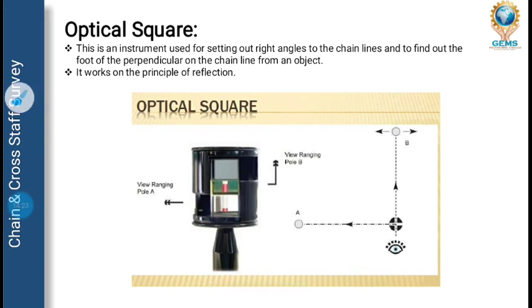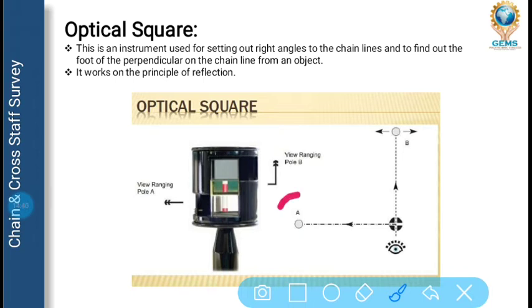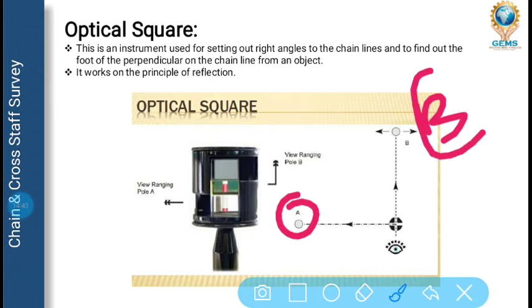Next is the optical square. So what is an optical square? Let me help you with this diagram. First of all, we'll see the diagram, then we will move into the points. First see, as you can see, a point A and point B. In this, the optical square is kept here.